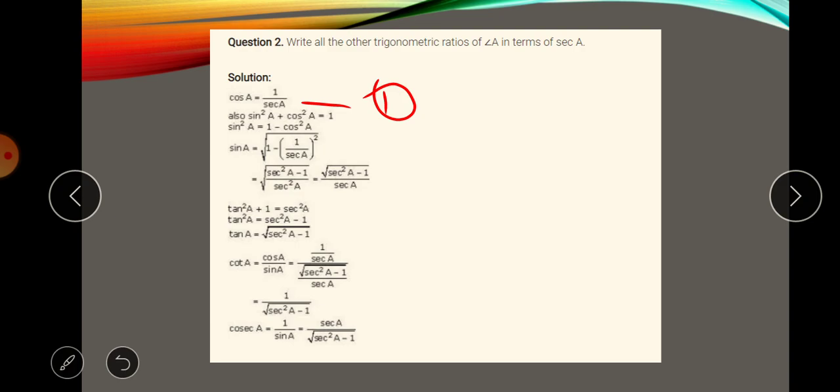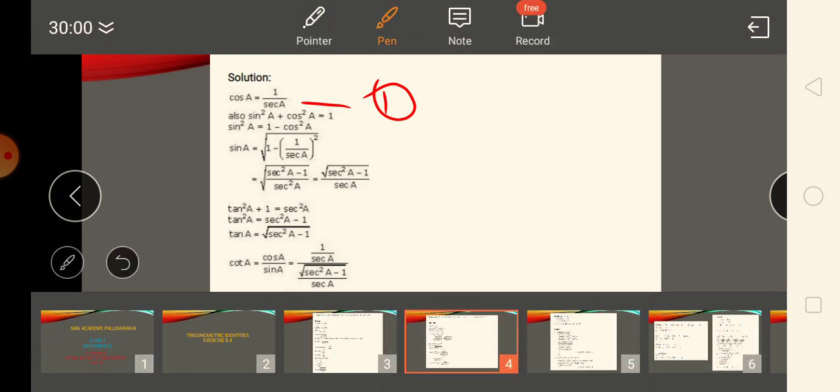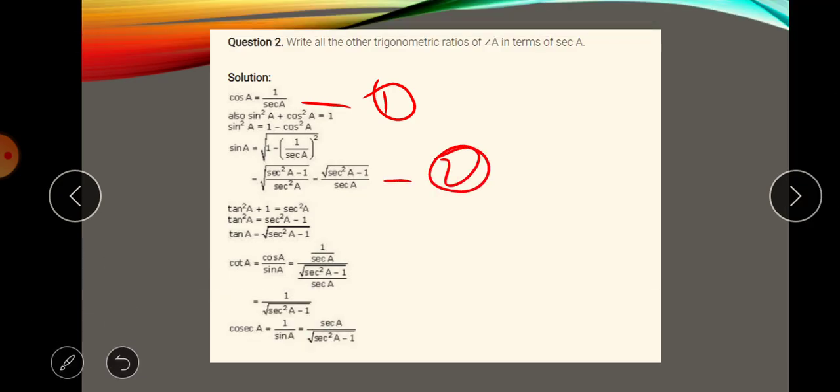Apply. We have to convert sine in terms of secant A. So 1 minus 1 by secant square A, take LCM: secant square A minus 1 by secant square A. So sine A is root over secant square A minus 1 by secant A. So we converted sine A like this. Now we have to convert the rest. These 6 ratios, all we have to make in terms of secant A.